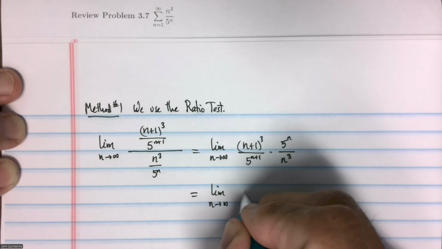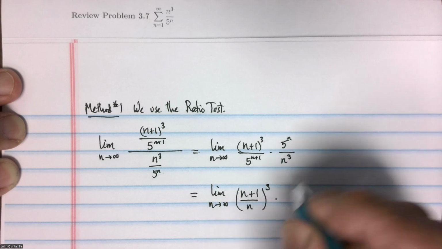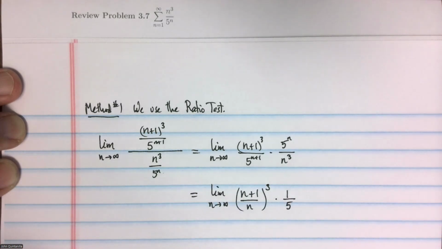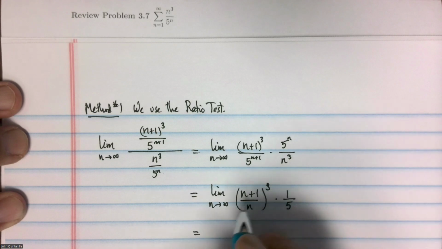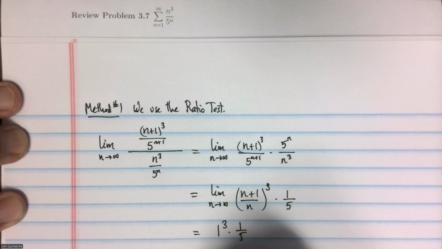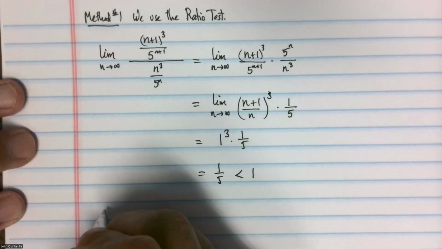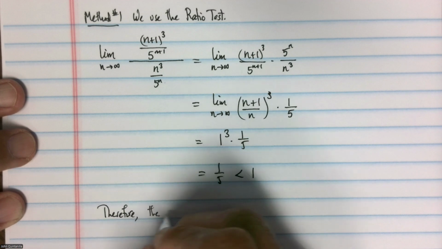So the limit as n goes to infinity of ((n plus 1) over n) to the third, times 5 to the n over 5 to the n plus 1, and that cancels to be 1 over 5 to the first, because the 5 to the n's cancel top and bottom. As n goes to infinity, the fraction goes to 1. So this goes to 1 to the third times a fifth, which is 1/5, which is less than 1. That's the important thing. Because this limit is less than 1, we conclude the series converges by the ratio test.